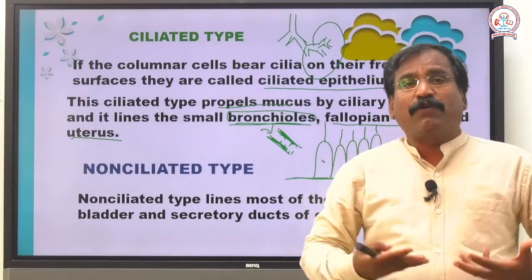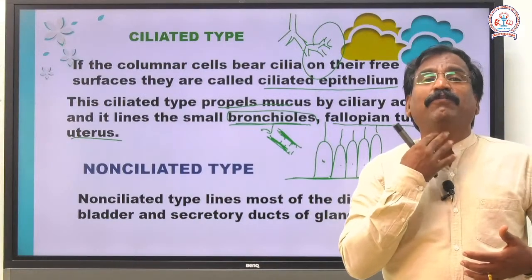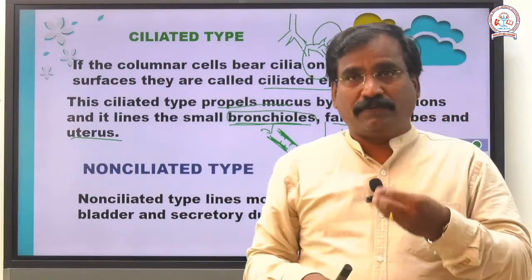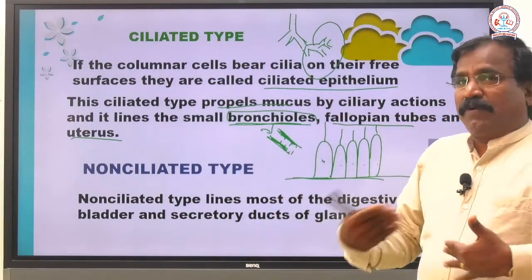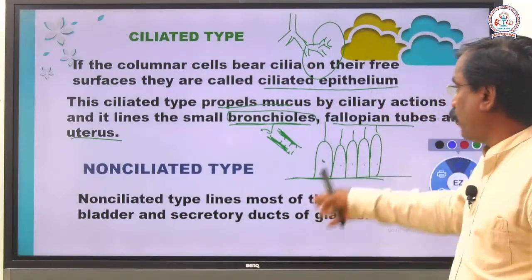Normally the mucus comes up to the throat region, the pharynx region. The cilia propel it, so it is not allowed to go inside the lungs. That is why they propel it.